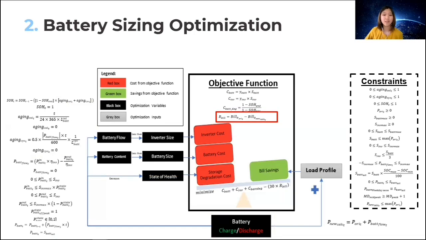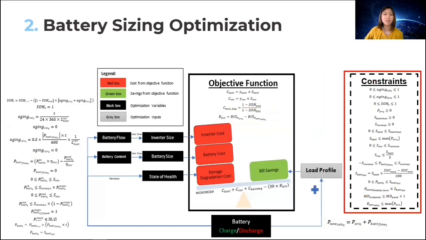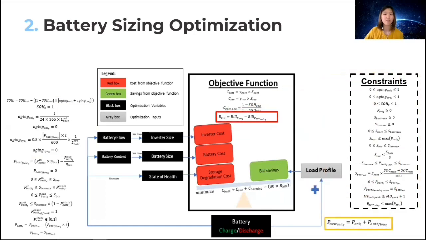Lastly, savings, denoted as R_bill, is the original bill minus the new bill. Here, the new bill is calculated using the resultant load curve, denoted as P_new curve, which is the original load curve plus battery flow.